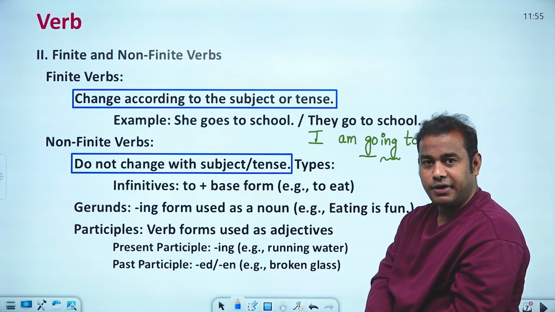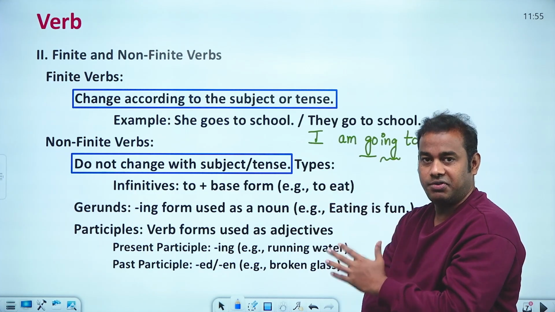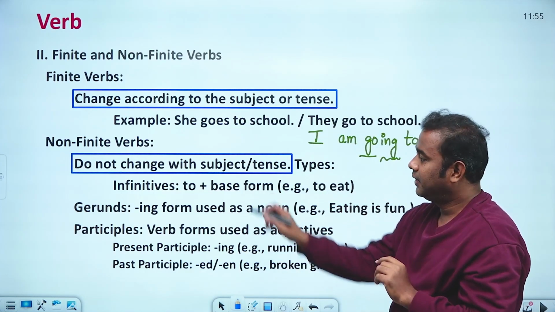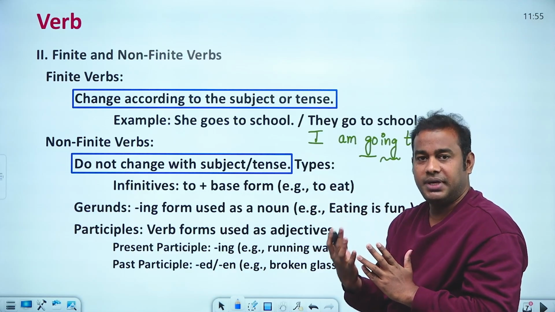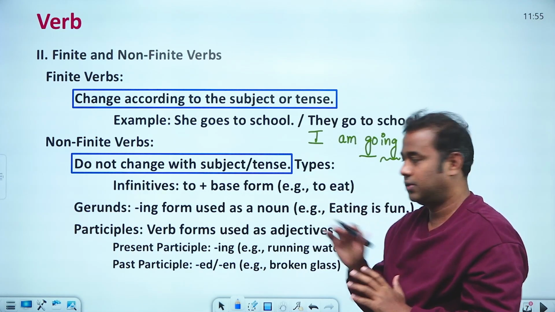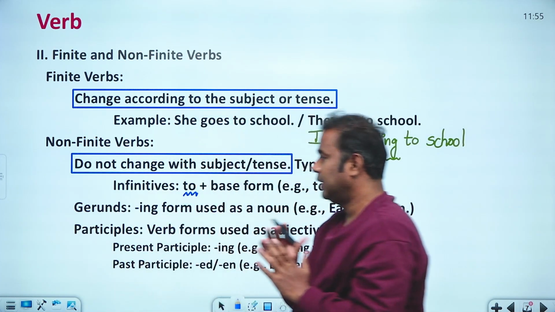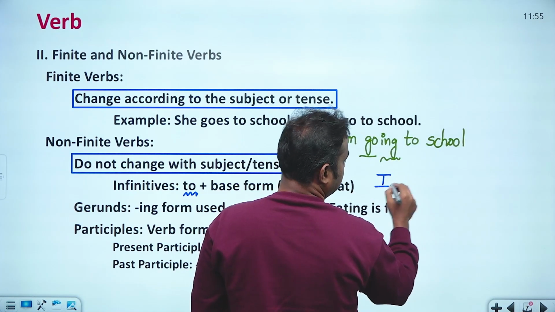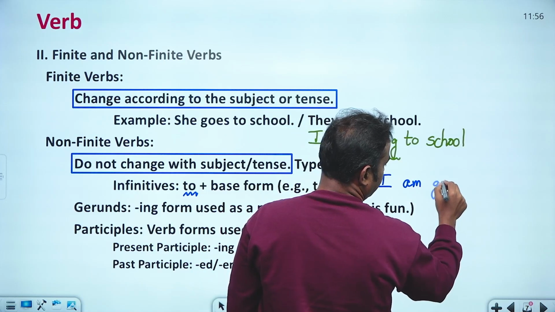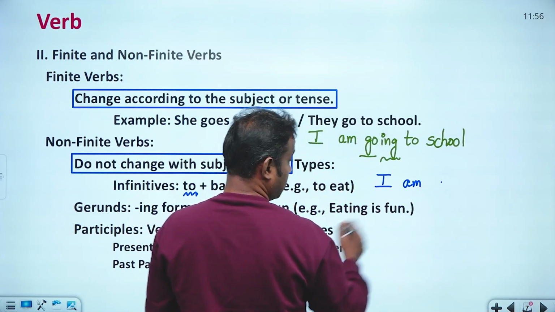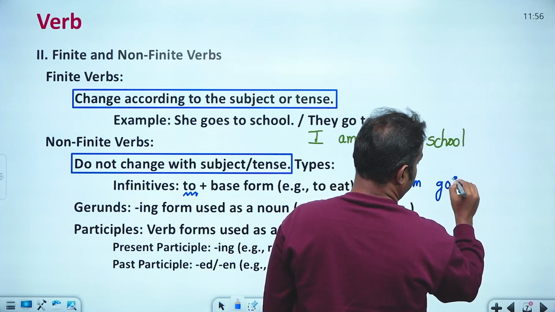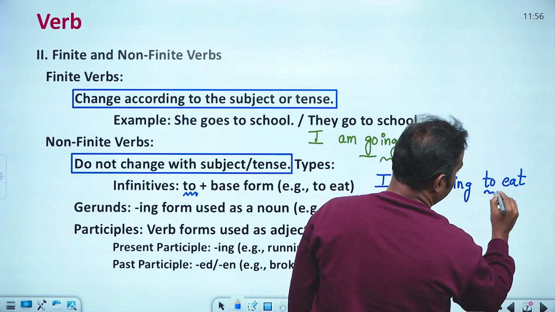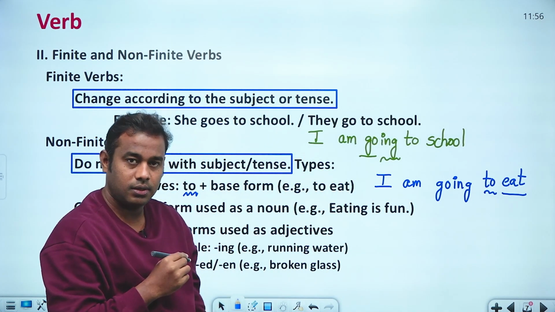So what do you mean by infinitive? We'll discuss what the infinitive is, everything, in a separate video. But in the case of a verb, here we are going to discuss a very simple definition. For any base verb, if we add "to" in the front, then this becomes an infinitive. An infinitive means, for example, I am going to eat. So here "to" is added before the verb eat.